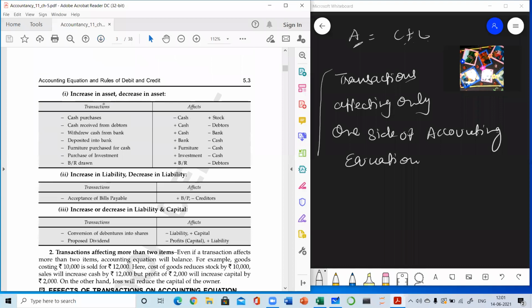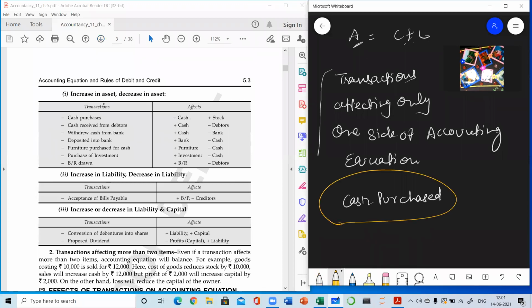How? For example, cash purchases. Cash purchases means we have purchased goods in cash. So when we will be purchasing goods in cash, then cash will be decreasing and stock will be increasing. There will be always minimum two effects. Clear? Minimum two effects from every transaction. So these are the two effects or two aspects.